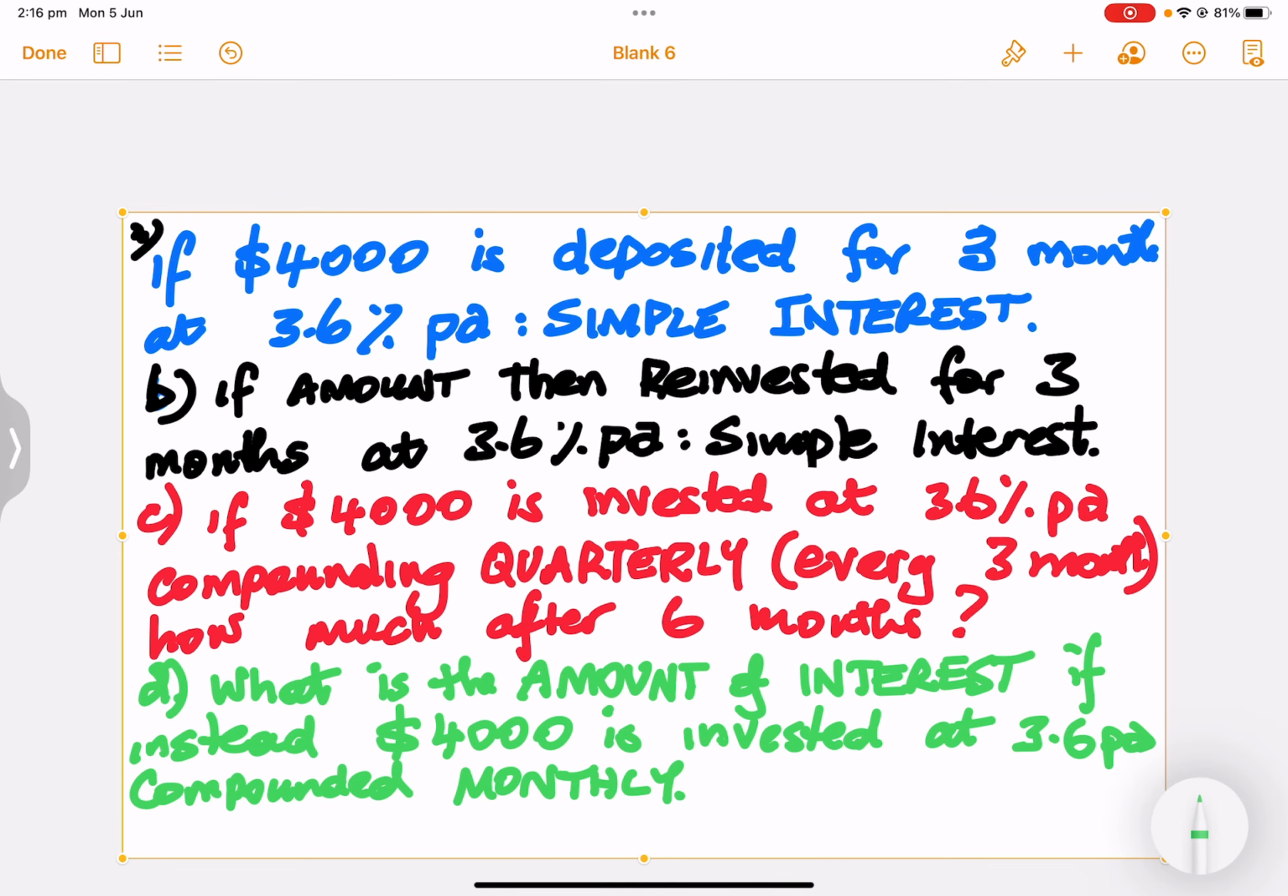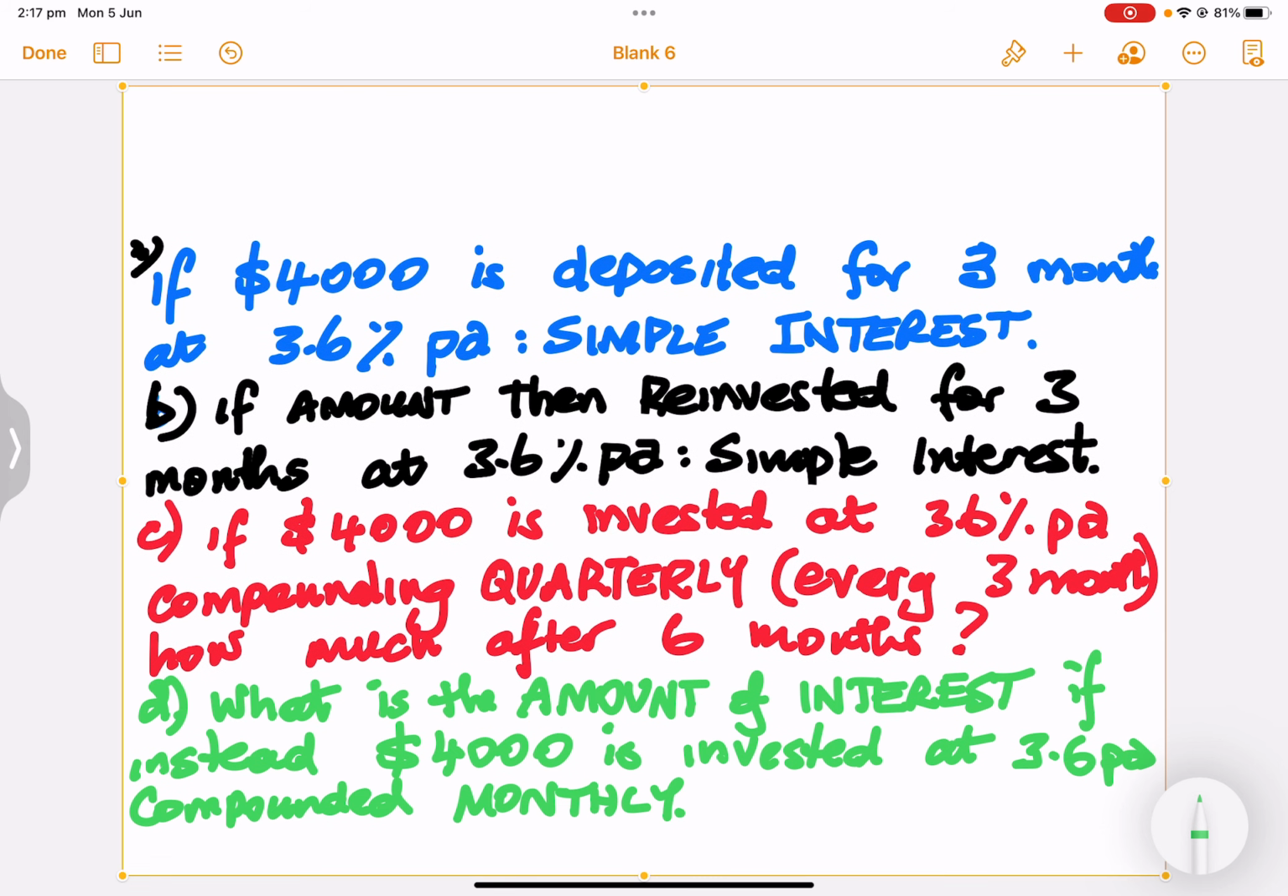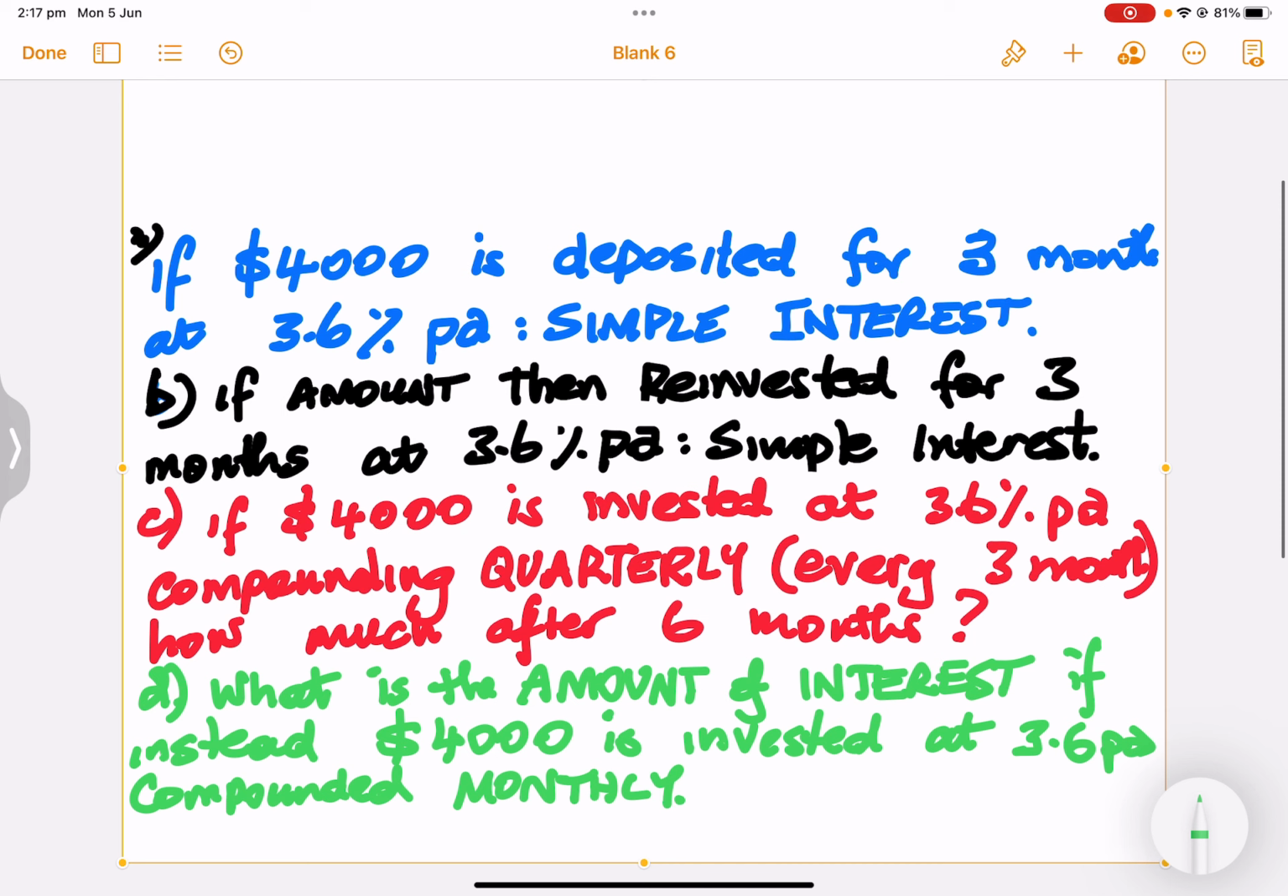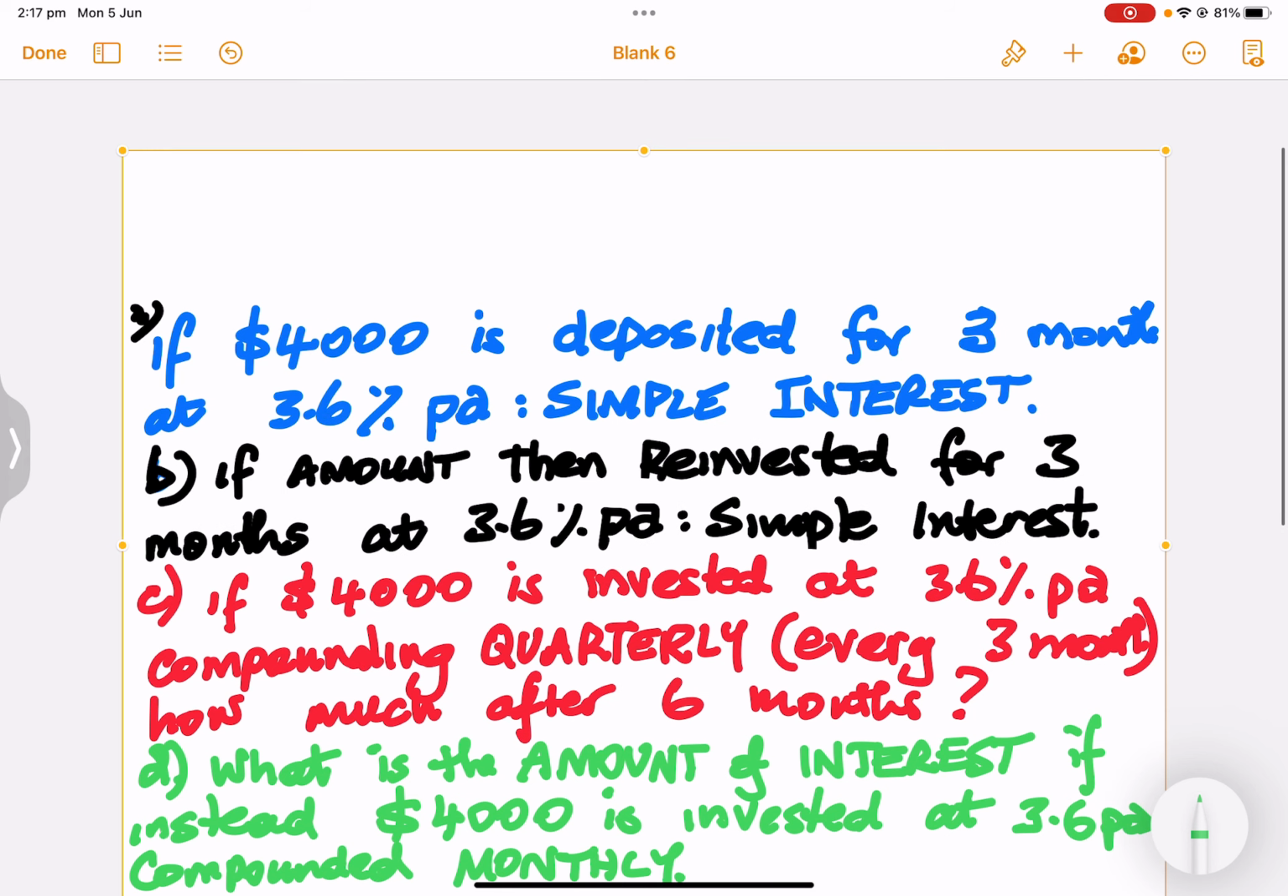Well, this is a four-part question to do with simple interest and compound interest. The first part is simply: $4,000 is deposited for 3 months at 3.6% per annum simple interest. Okay, so that's flat, 3.6%, but it's only 1/4 of a year.